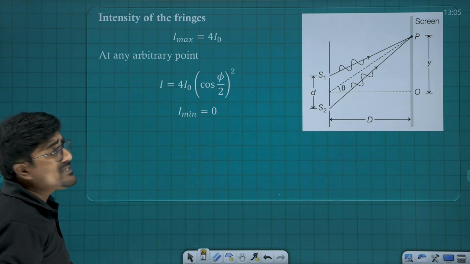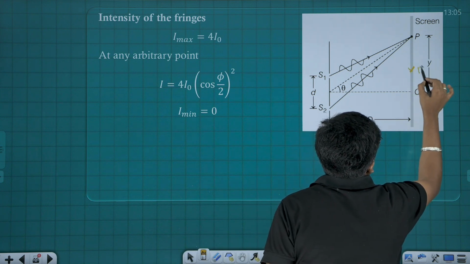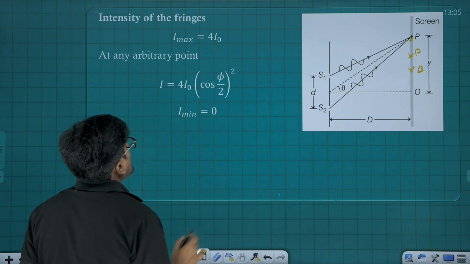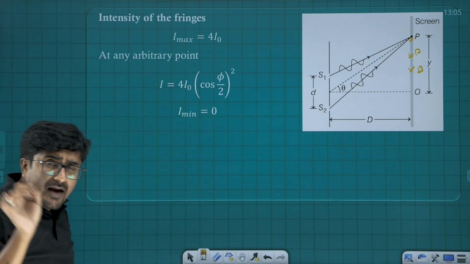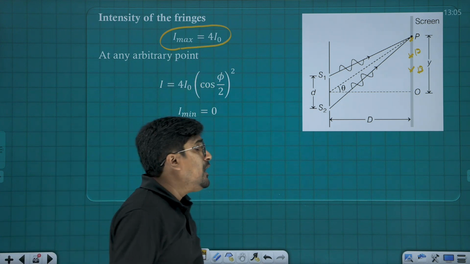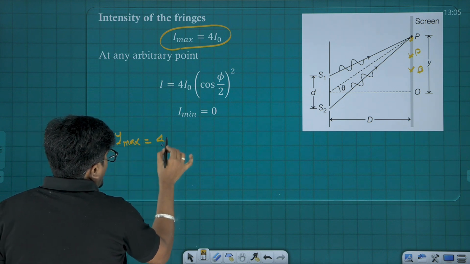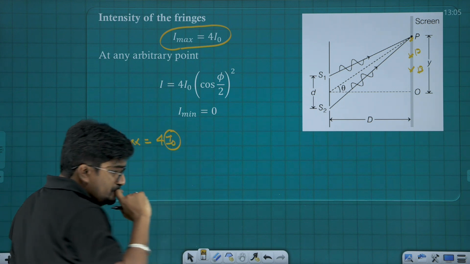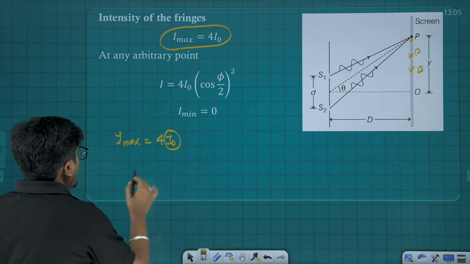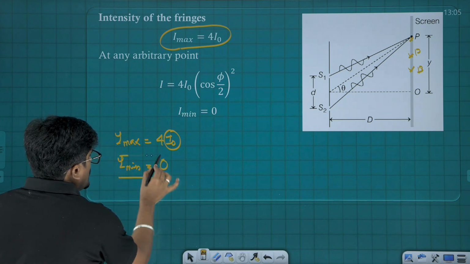So next is intensity of the fringes. That means in Young's double slit experiment, I told you we are going to have bright fringe, dark fringe, bright fringe, dark fringe, like that. Okay, so there, how to calculate the intensity? So for the bright fringe, that is the portion where we are having the maximum intensity. So that is going to be I max, that equal to 4 times I naught, where I naught is the intensity of the wave coming from any one of the slit S1 or S2, and I minimum, definitely dark fringe, that is going to be 0.